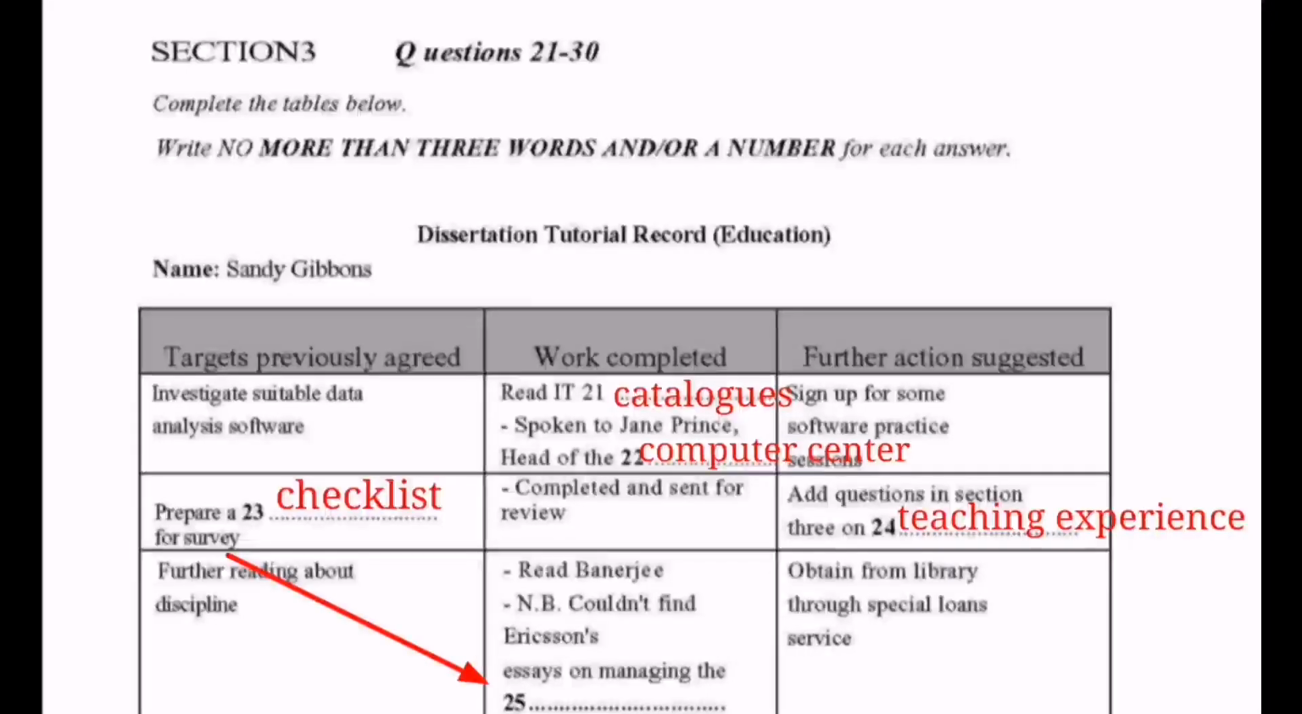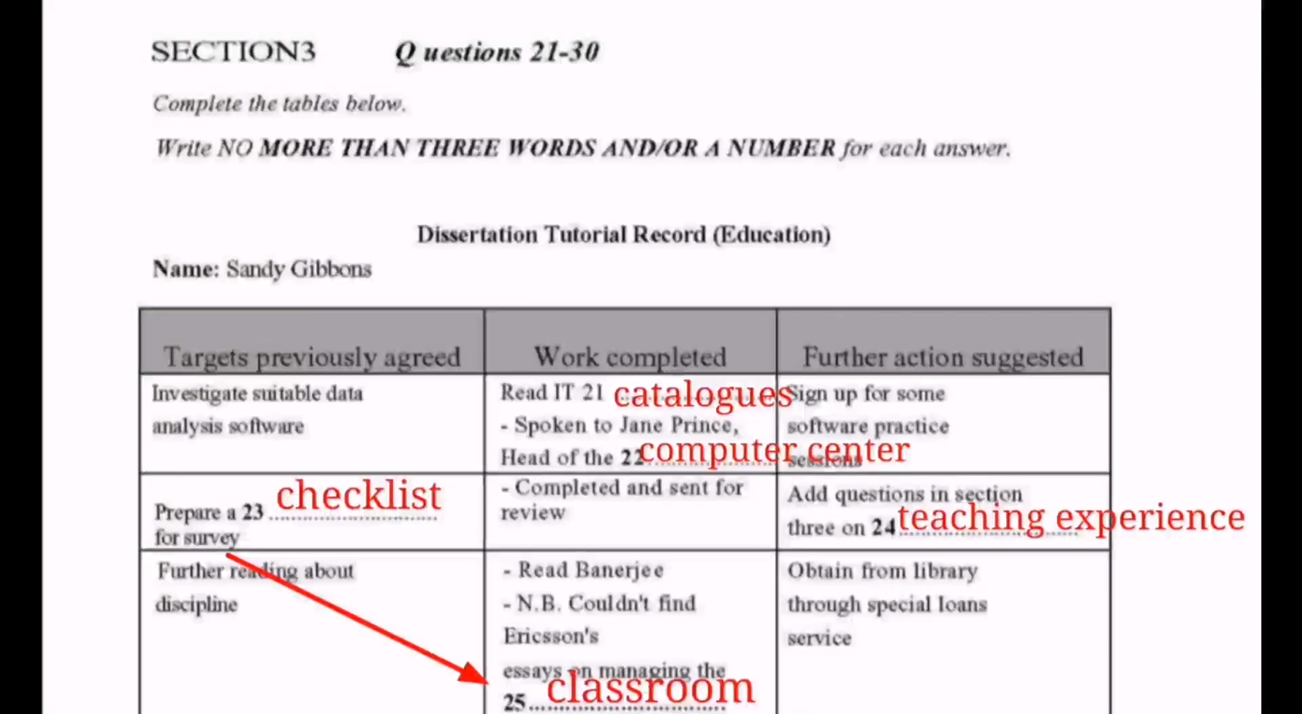I was thinking that section looked a bit short. Right. And my third target was do further reading on discipline. Oh yes, I mentioned a couple of writers, didn't I? Yes, well, I got hold of the Banerjee, and I thought that was excellent, but I'm afraid I didn't manage to get hold of the essays about classroom management.